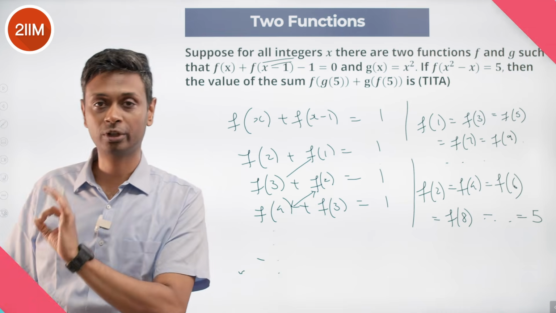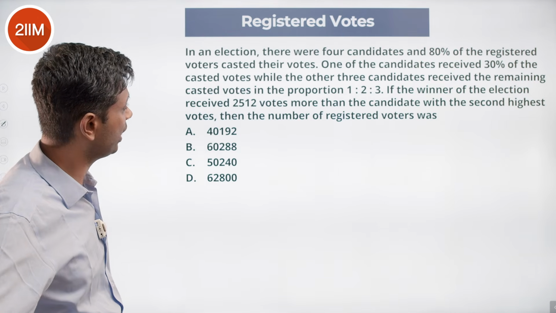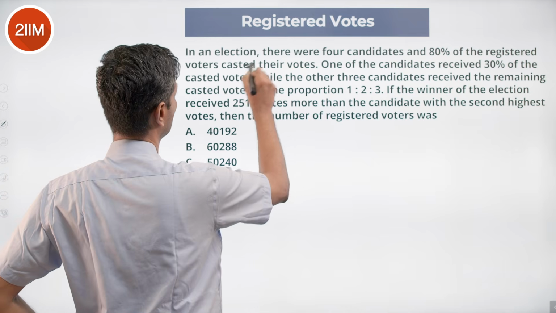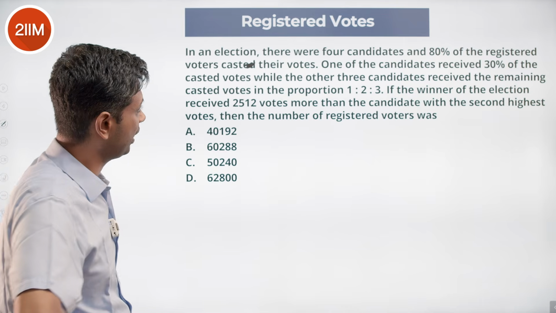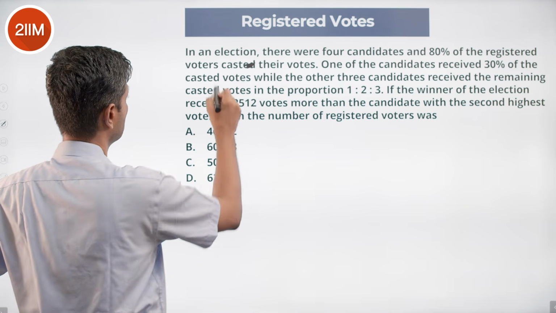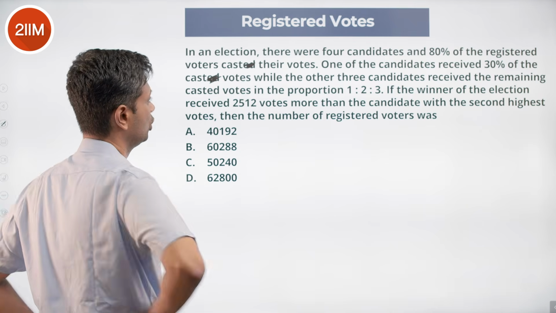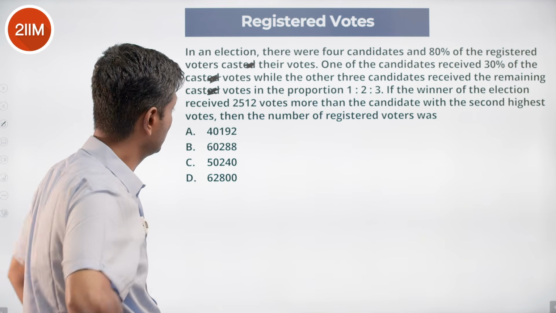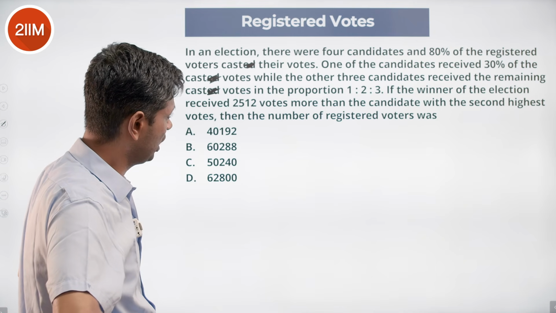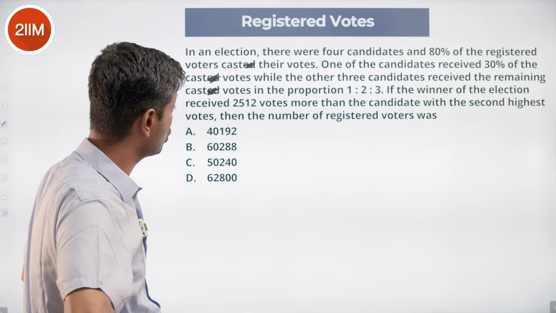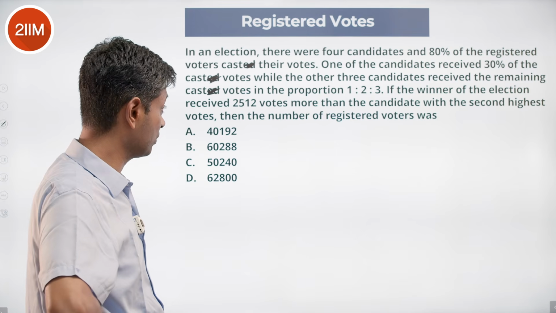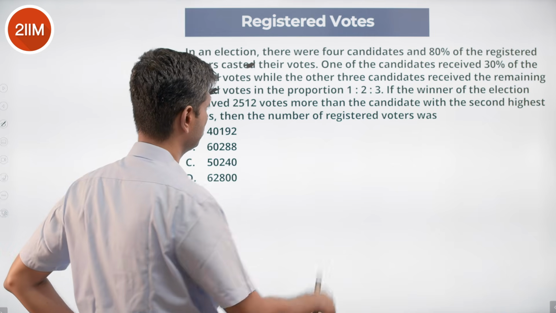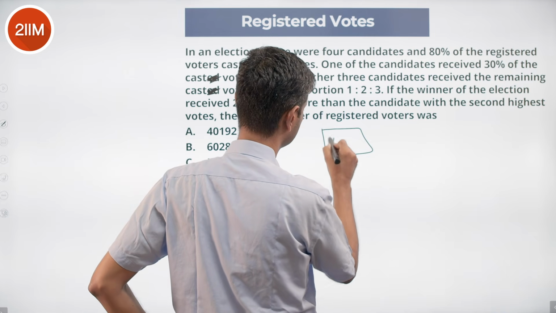That is super important. In an election, there were 4 candidates and 80% of the registered voters cast their votes. One of the candidates received 30% of the cast votes, while the other 3 candidates received the remaining cast votes in the proportion 1:2:3. The winner of the election received 2512 votes more than the candidate with the second highest, and the number of registered voters was? Registered voters, so some number of registered voters are there.